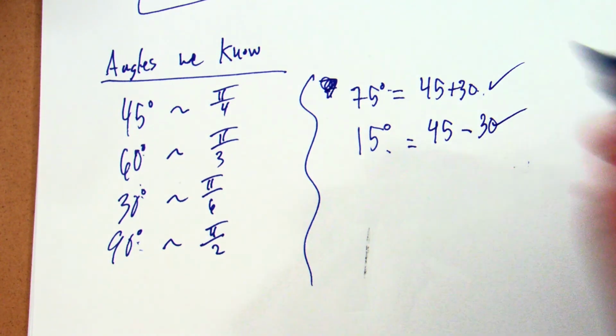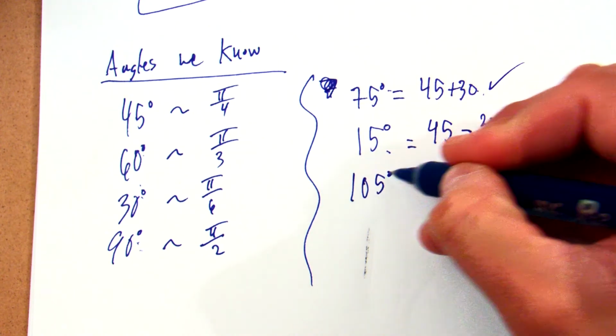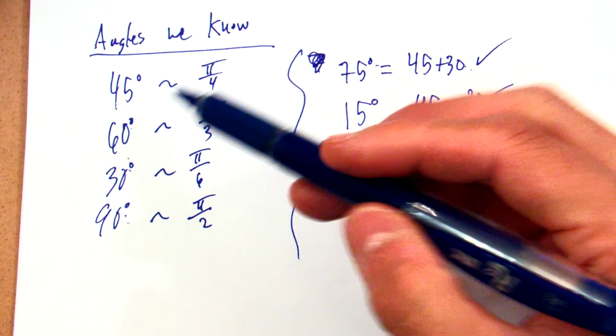What else is there? Oh, here we go. How about 105 degrees? How would I get that, based on these angles here?